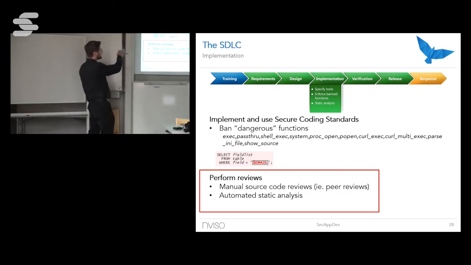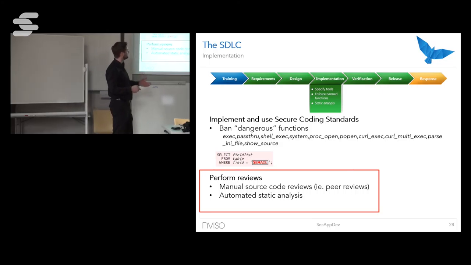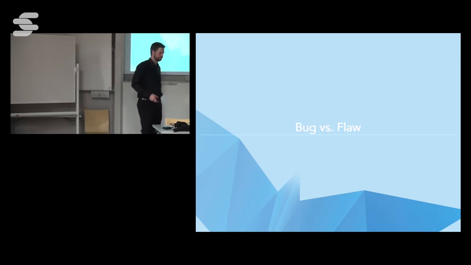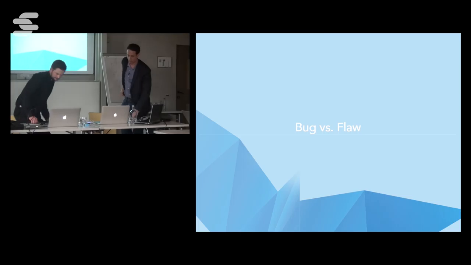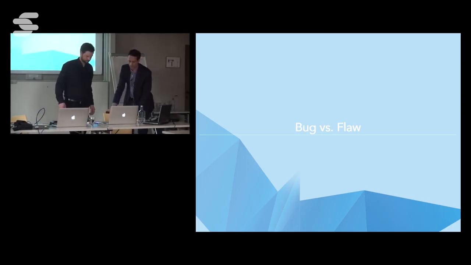So somewhere in the middle, they talk about how we're going to implement and use secure coding standards. One of the things they say is that you cannot use dangerous functions. This is exactly what a static analysis solution will go after. Static analysis, manual code review, or automated code review will inspect the code. It will try to figure out how it is coded, and will figure out if there are problems with this piece of code.